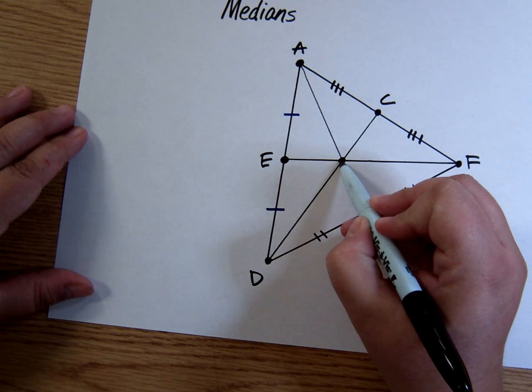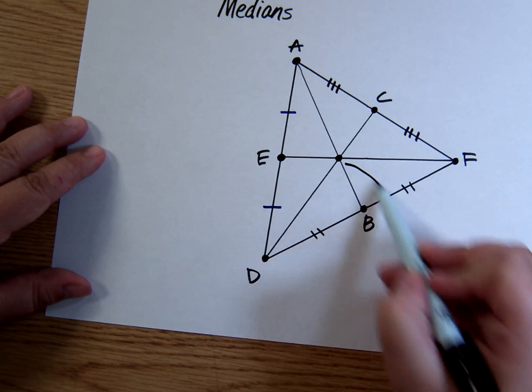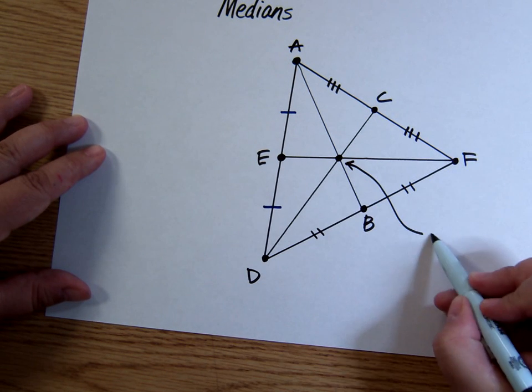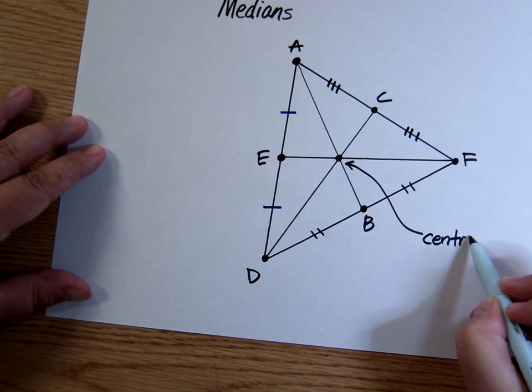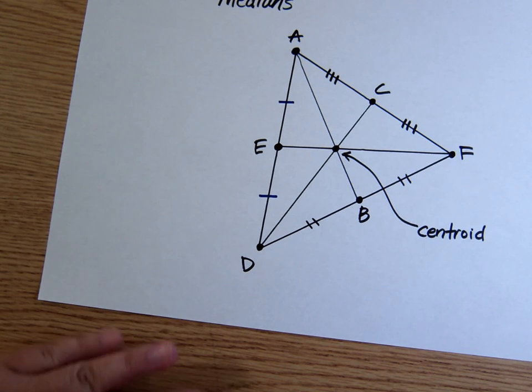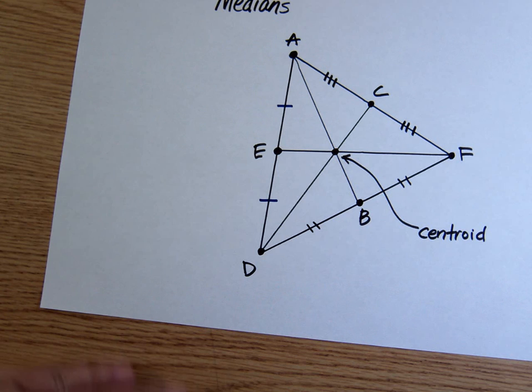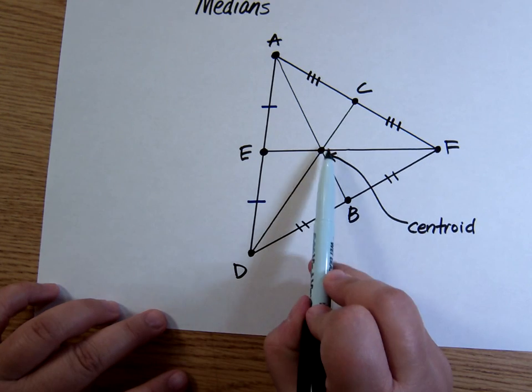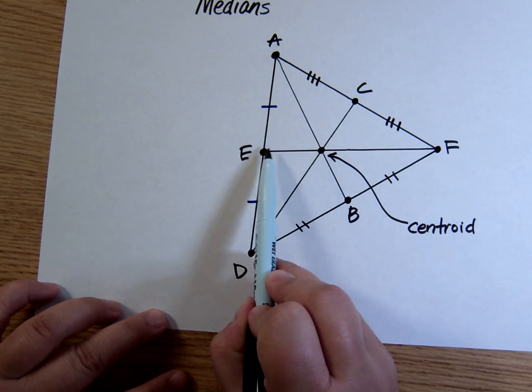Now the other thing about the medians is where they meet. They meet in a point called the centroid. So this point of concurrency, which just means a place where a bunch of lines meet, that point of concurrency is called the centroid. Okay, the centroid is 2/3 of the way from the vertex to the opposite side.